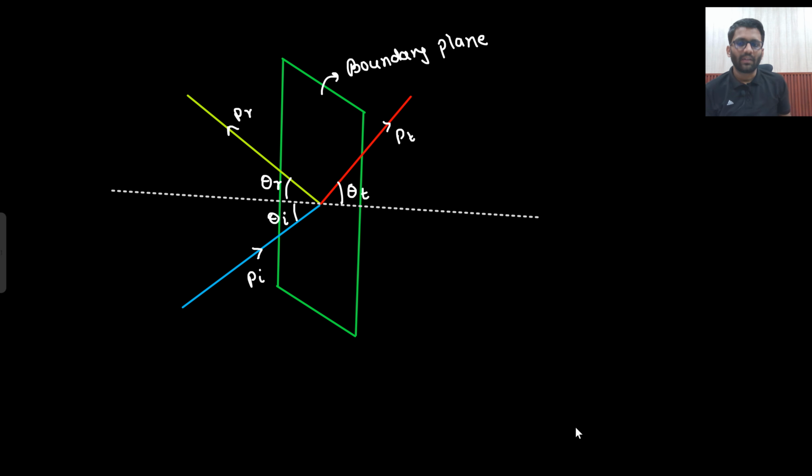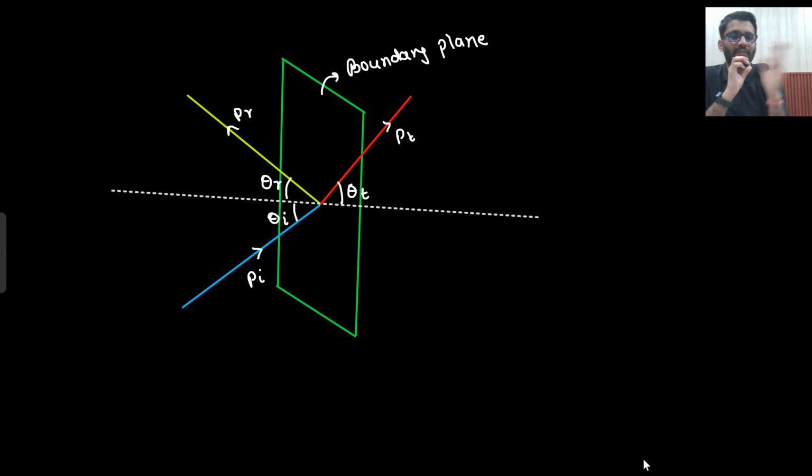Well and good. Now there is one thing. This is my incident wave, this is my reflected wave, and this is my transmitted wave. Now all these three waves will be lying on a certain plane. The incident wave, reflected wave, and transmitted wave will be lying on one plane only, and that plane is known as the plane of incidence, and that plane of incidence is perpendicular to the boundary plane.